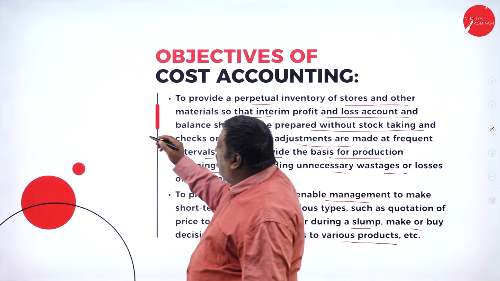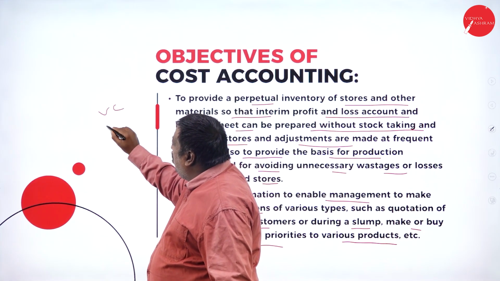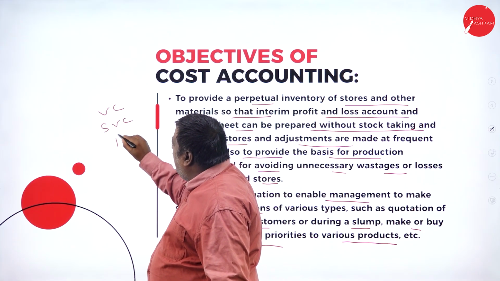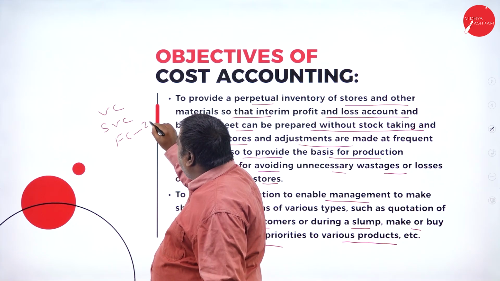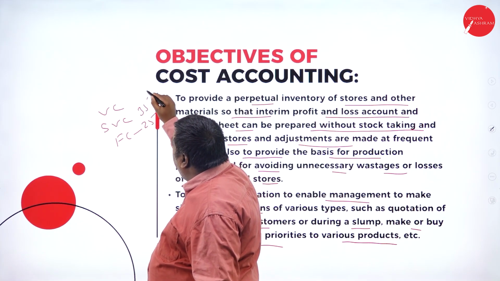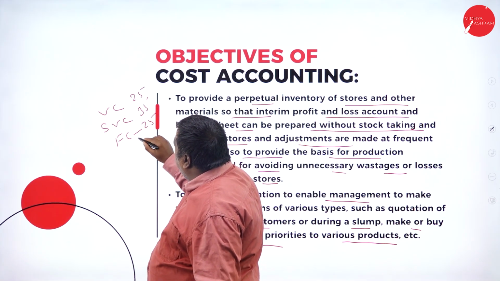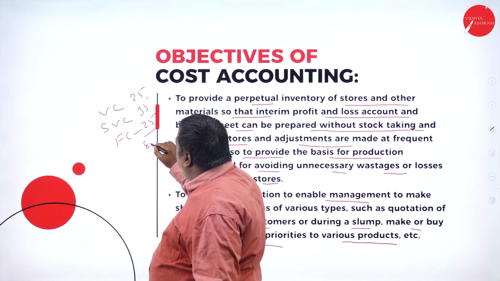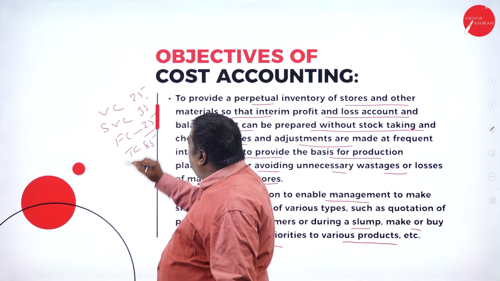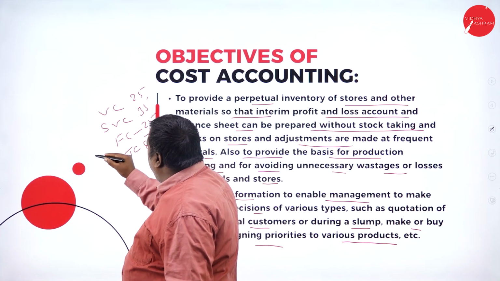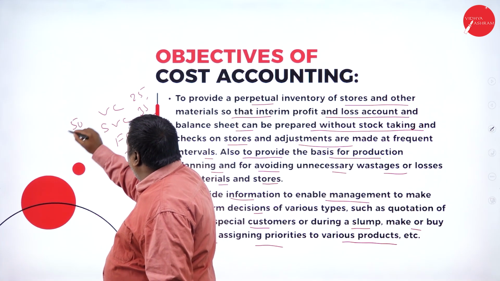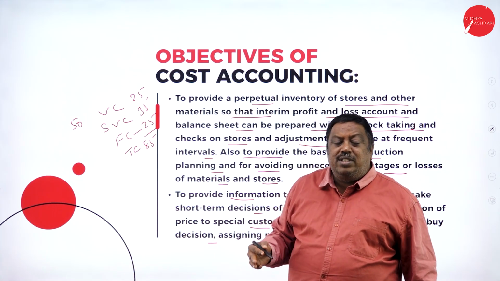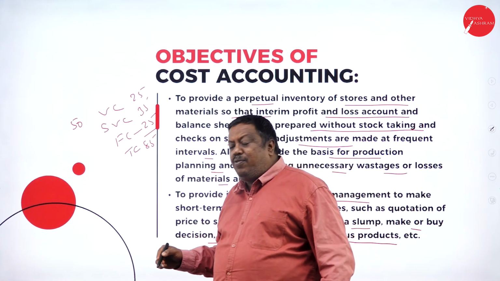cost to produce here, like variable cost, semi-variable cost, and fixed cost. Fixed cost is 25, 35, and 25. So approximately this will be 85 for me as total cost. The same product is available in the market for 50. The same product we are producing here is available for 50 for me.